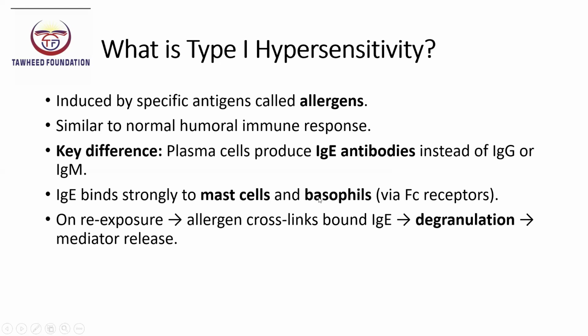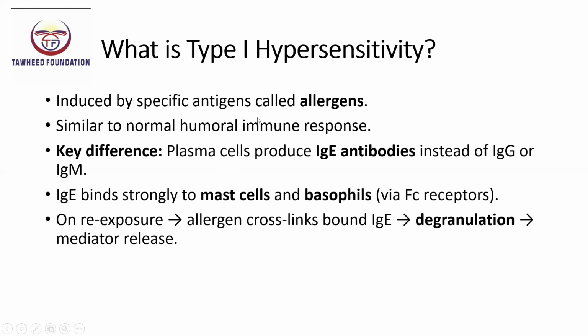sensitization. When the person encounters the allergen again, the allergen binds and cross-links the IgE molecules on the sensitized cells, leading to degranulation. The mediators released during degranulation cause vasodilation, smooth muscle contraction, and the typical allergic symptoms like swelling, redness, and difficulty in breathing. So, this is type 1 hypersensitivity.